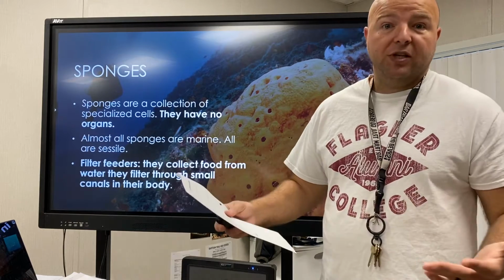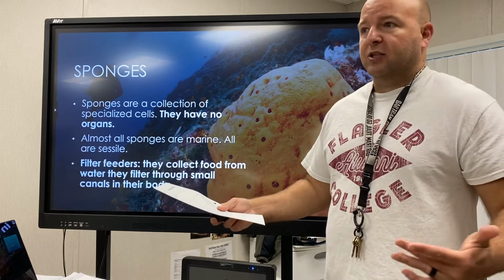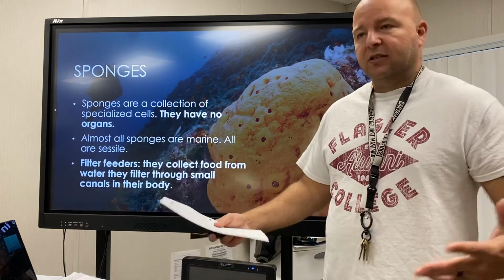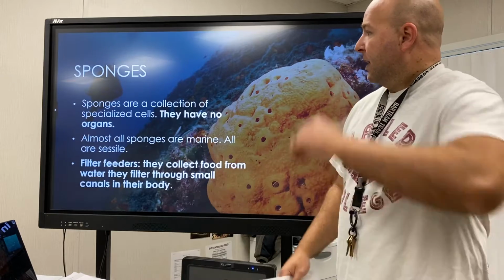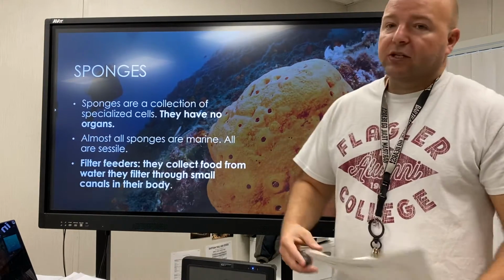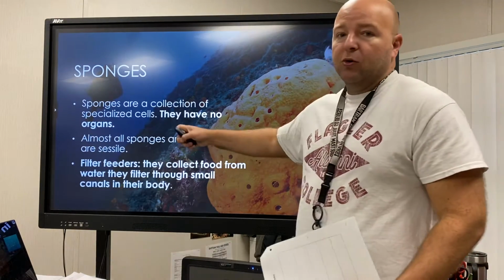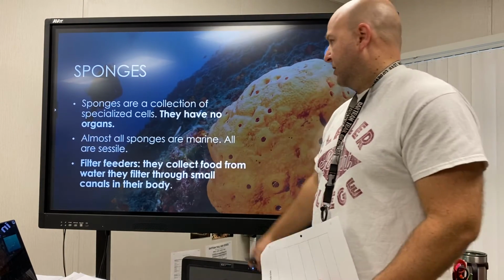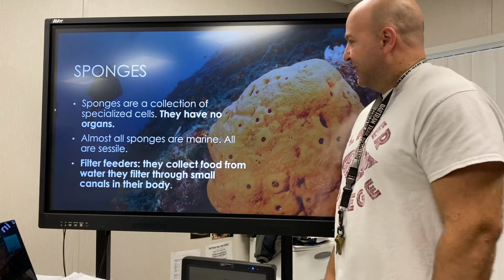Marine worms, for example, we have it as one broad category. A lot of textbooks or other sources will break it down into several different categories of marine worms. But anyhow, so sponges. They are a collection of specialized cells. They have no organs. No organs. SpongeBob has no brain, or no heart, or no lungs.